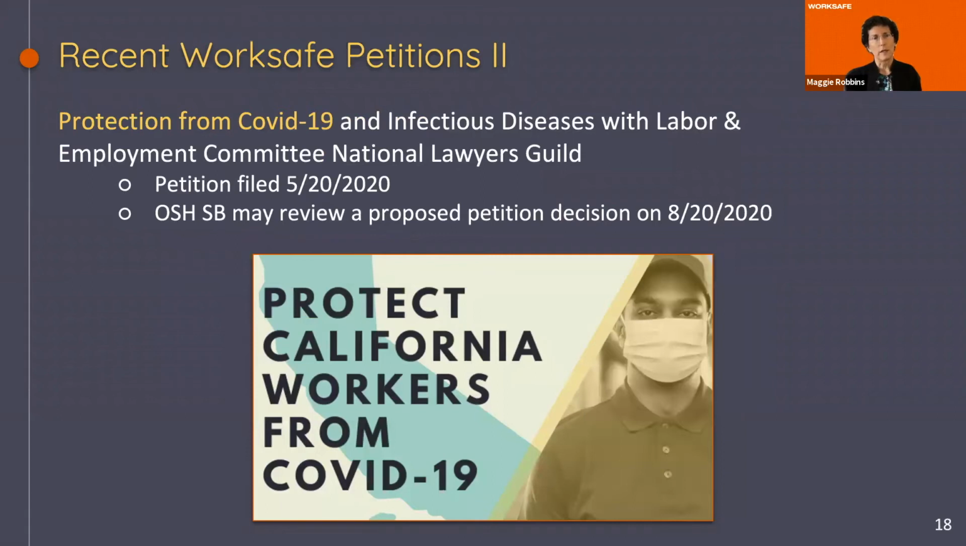We filed it in May. It is currently under consideration by Cal OSHA and board staff about whether or not they will recommend that they proceed to rulemaking. So if you want to watch the rulemaking process from start to finish, you can join us in that and get our updates on it and see how the process plays out.